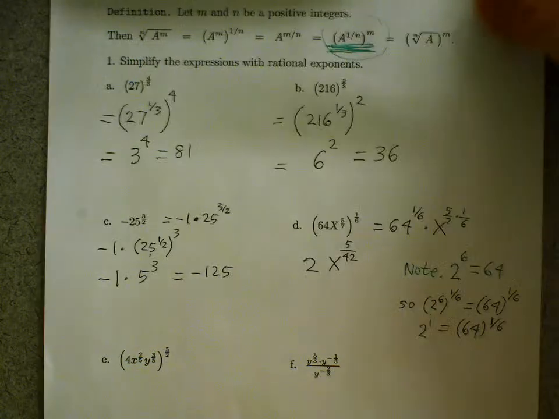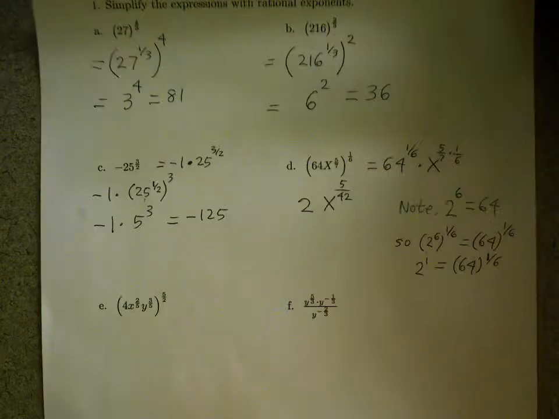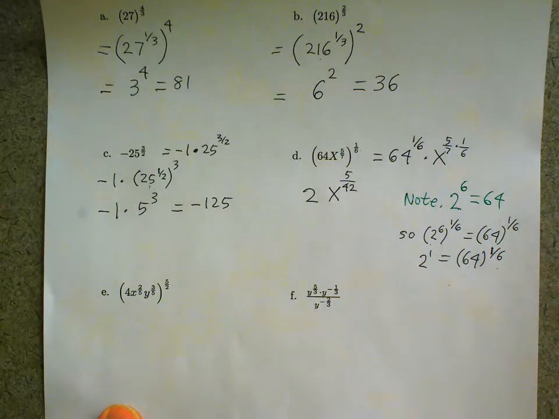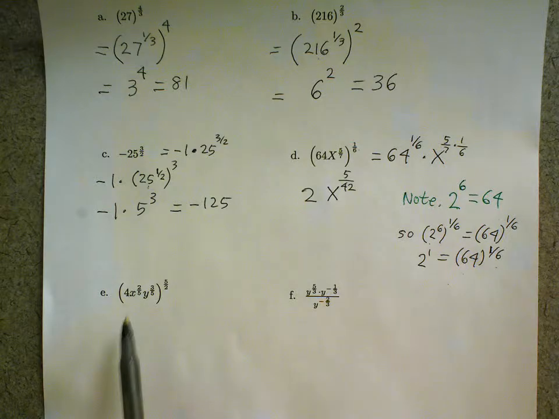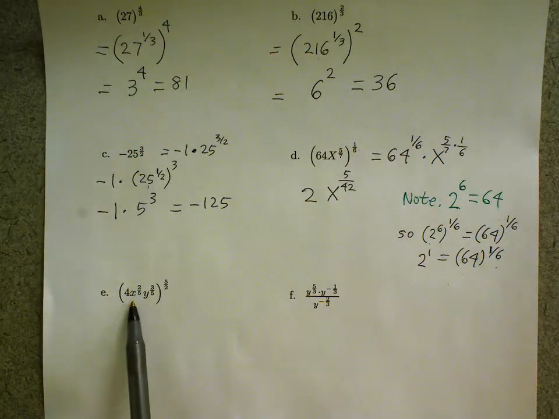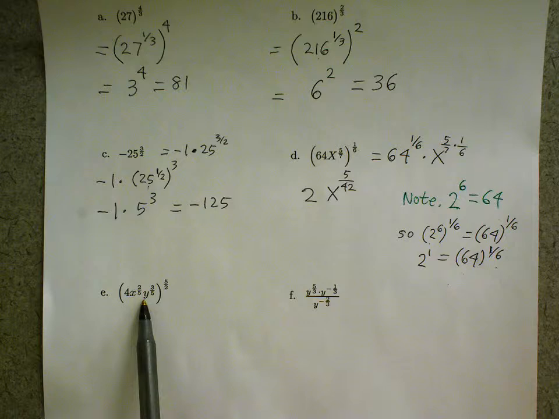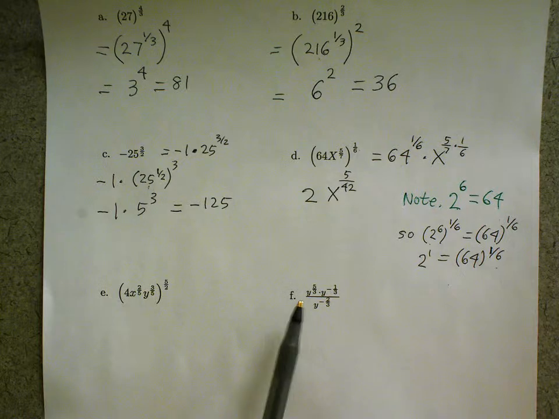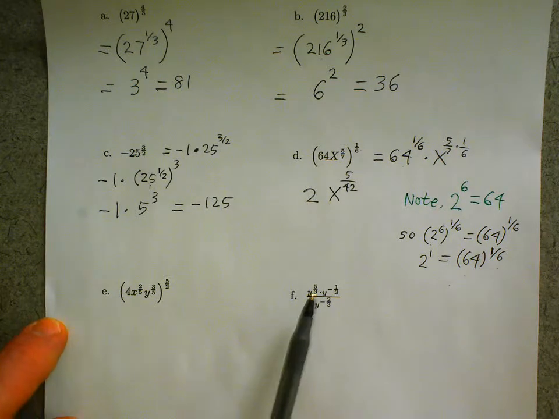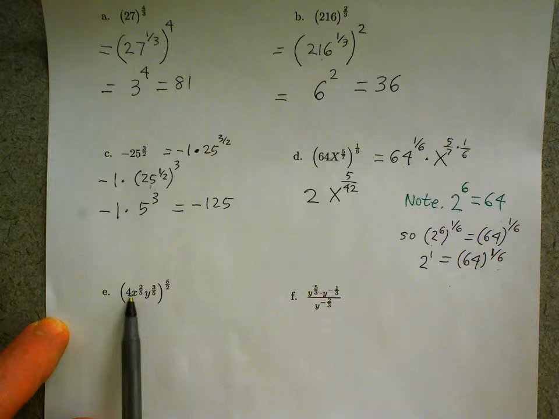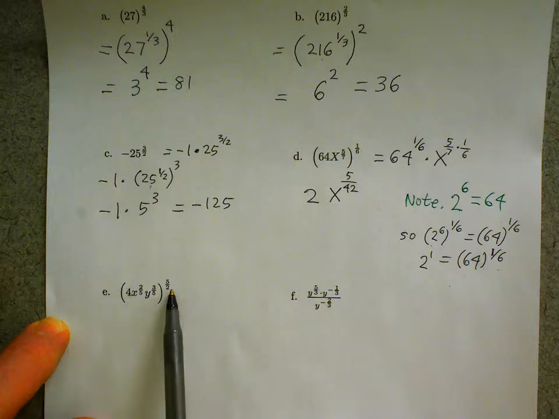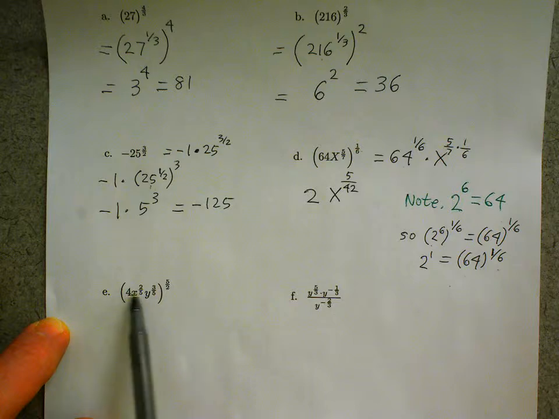Okay, the next example. This time we have in parentheses 4 times x to the 2/5 times y to the 3/5 raised to the 5/2 power. So we're just multiplying 3 terms on the inside of the parentheses. And think of 4 as 4 to the 1st, and then we're going to apply a property of exponents. We'll multiply 5/2 times each of the 3 exponents.